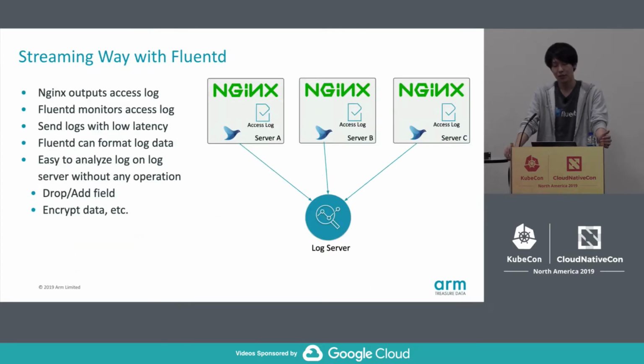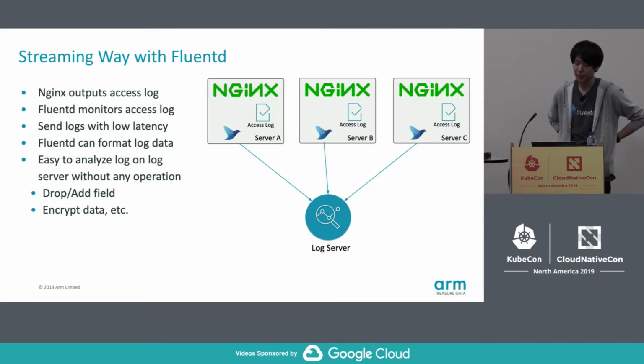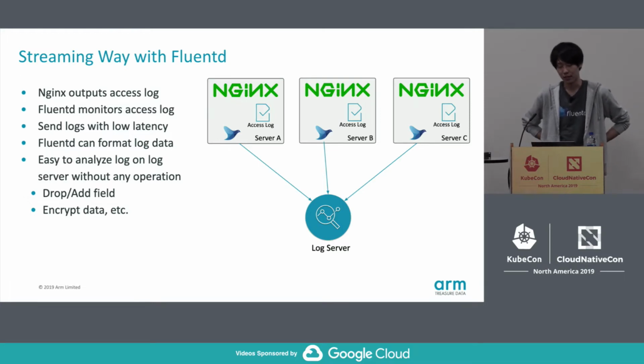This is one of our Fluentd log collection use cases, in a streaming way. In this example, there are several servers, server A, server B, and server C. And Nginx and Fluentd are running on each of the servers. Nginx writes the access log to a local file, and Fluentd monitors the log. When Nginx writes to the access log, Fluentd soon reads the additional data and sends the data to the log server with low latency. Then you can analyze the log soon. It's good for analyzing hot data.